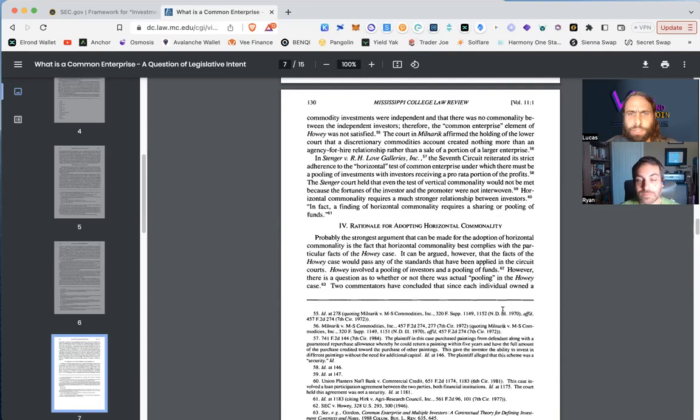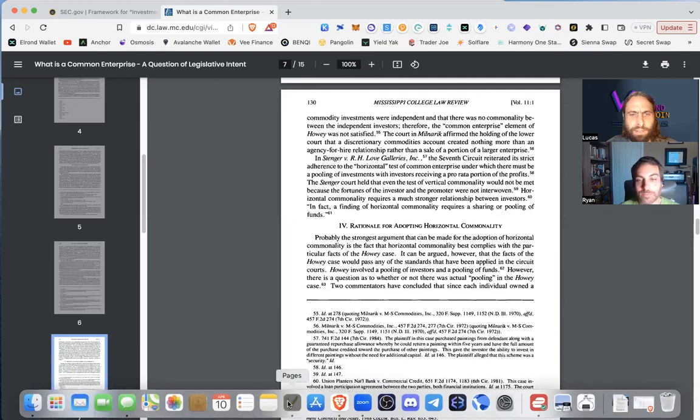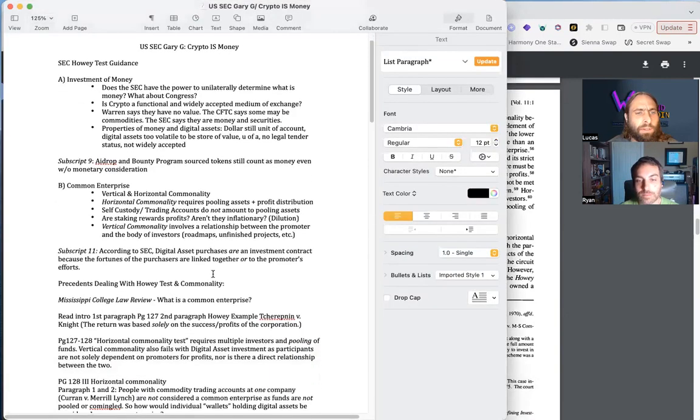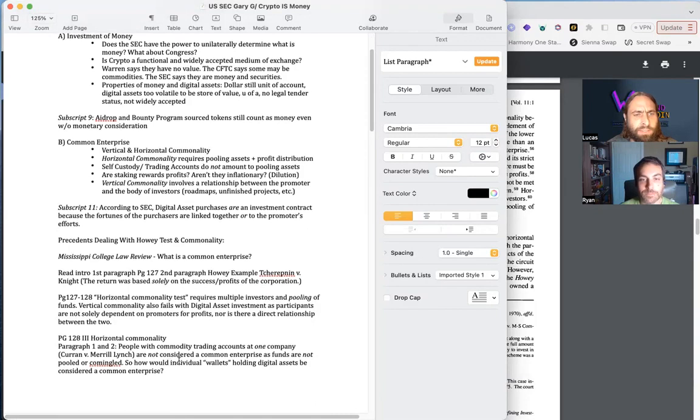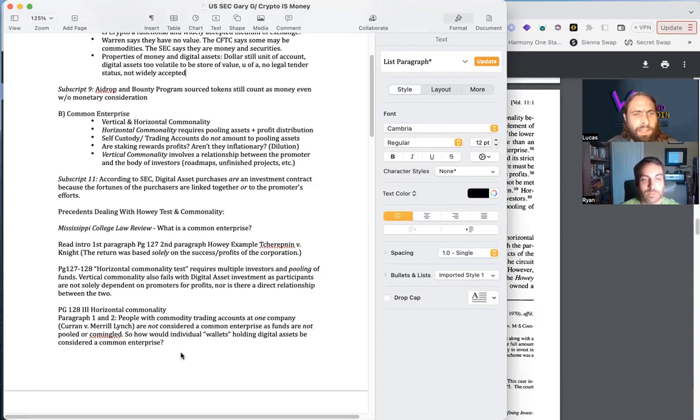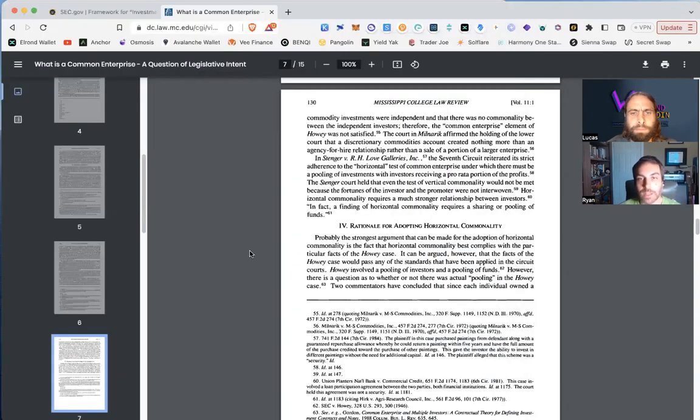I feel like there was one more note page that I had? Let me see. On that, or is that pretty much it? 127, 120. No, that was it. That was it. We've pretty much covered commonality. We got that covered. So we'll leave that.